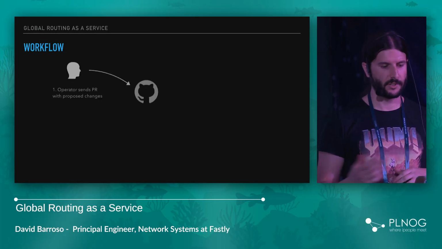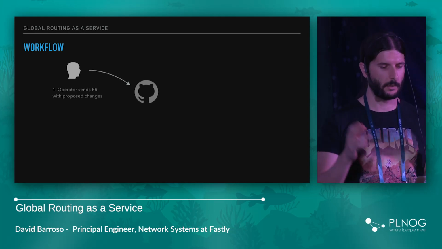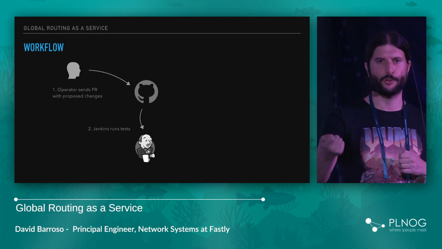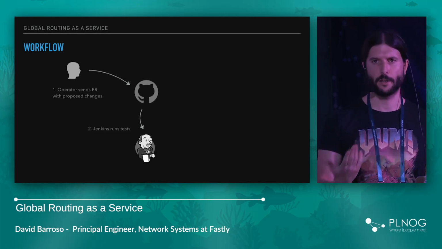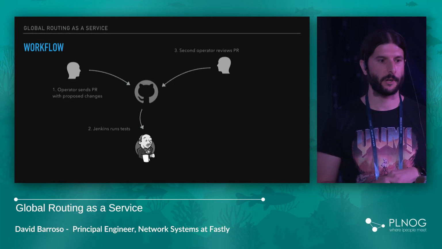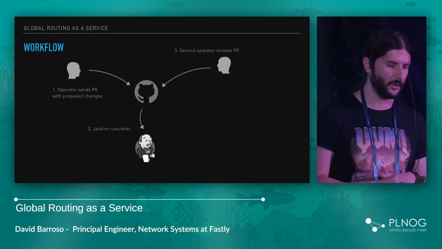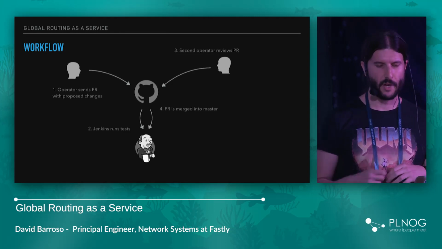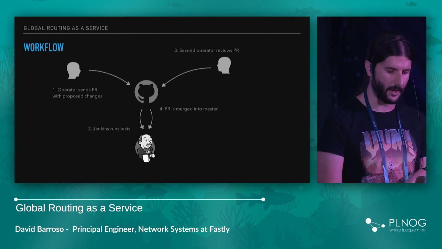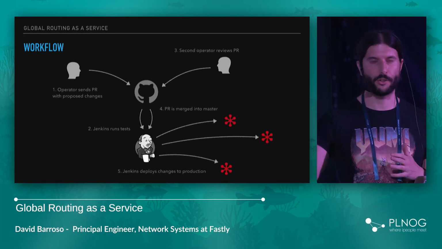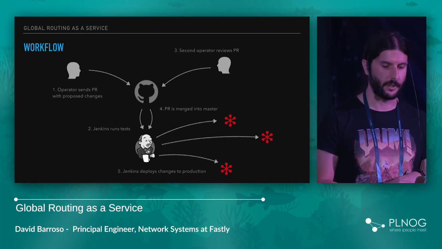So you have an operator that sends a PR to a GitHub repo. GitHub will notify Jenkins, so Jenkins starts running tests. Now a second operator can review this PR and approve it if it looks good. And then when the PR is merged into master, Jenkins is again notified, and then Jenkins will deploy the changes across the entire fleet.